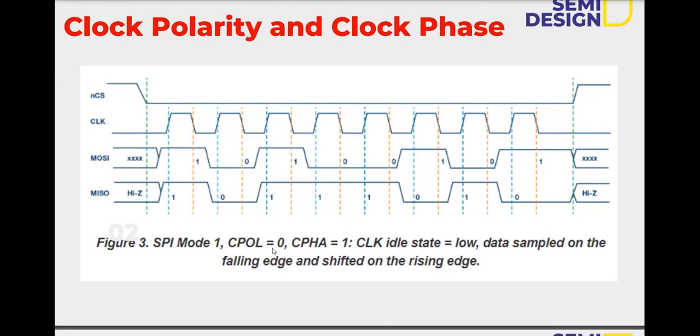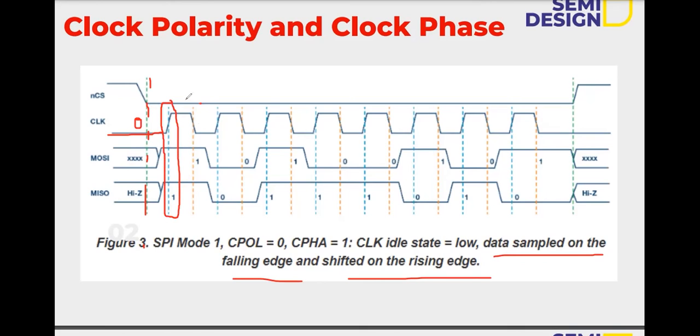We can develop with any mode, but we need to know all the things. See, for 0, 1, polarity is 0 and phase is 1. Polarity 0 means the clock will ideally be in the 0 state. This green is the chip select, which is active low, so that it will do the operation. In that case, the data will be sampled on the falling edge and shifted on the rising edge. Blue color is the shifting on the rising edge, and orange color is the falling edge, which means data is sampled at that time. Data will be sampled at the orange and shifted at the blue.